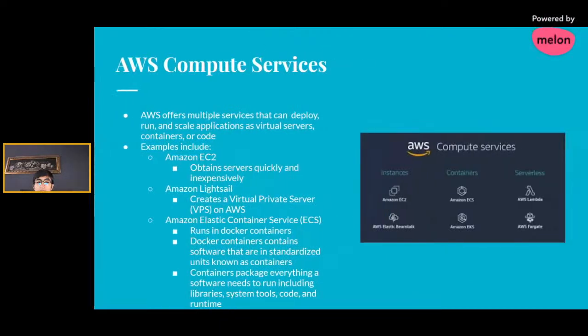Next, AWS Compute Services. AWS offers multiple services that can deploy, run, and scale applications as virtual servers, containers, or code. Some examples include Amazon EC2, Amazon Lightsail, and Amazon Elastic Container Service. Amazon EC2 obtains servers quickly and inexpensively. Amazon Lightsail creates a virtual private server on AWS. And Amazon Elastic Container Service runs in Docker containers.